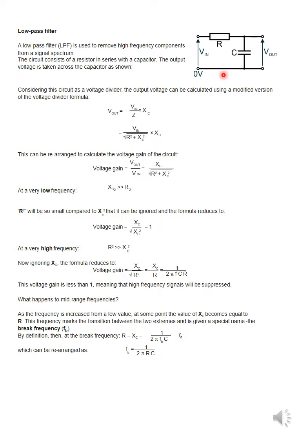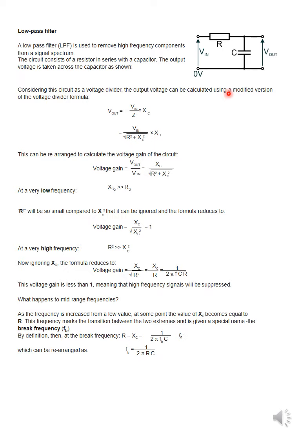A low pass filter, suppose we are generating a low pass filter, depends upon the input here, a resistance R and a capacitance, they are in series, and you are taking output across the capacitor. So basically it's used to remove high frequency components from a signal spectrum. The circuit consists of a resistor in series with a capacitor. The output voltage is taken across the capacitor as shown, as I explained. Considering this circuit as a voltage divider, the voltage output can be calculated using a modified version of the voltage divider formula.